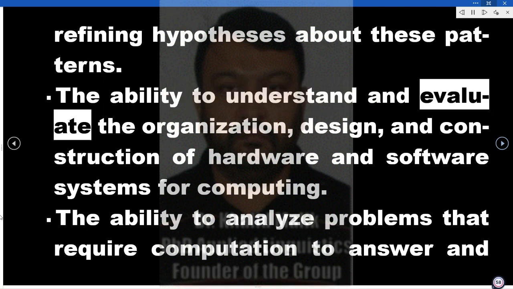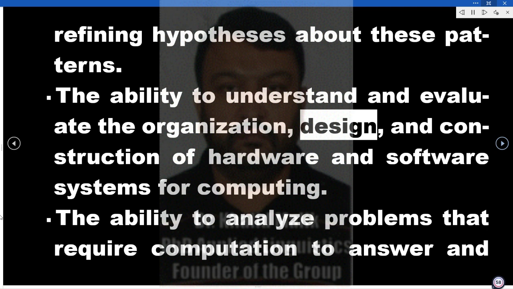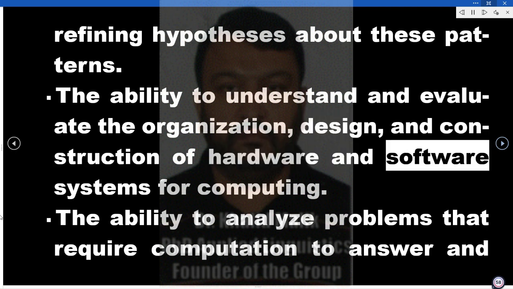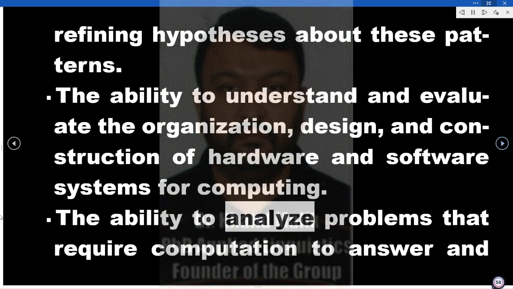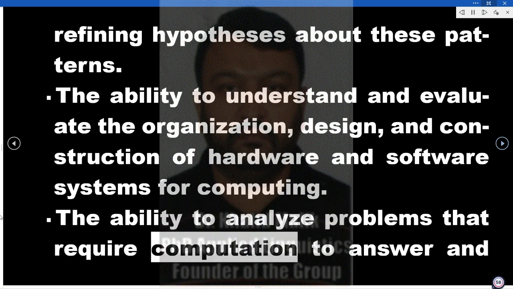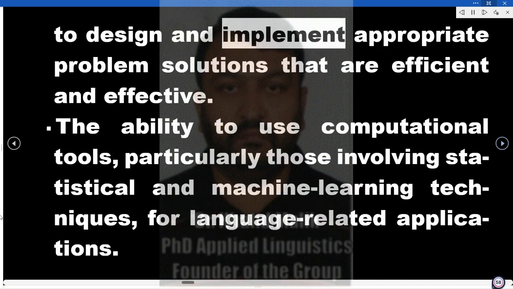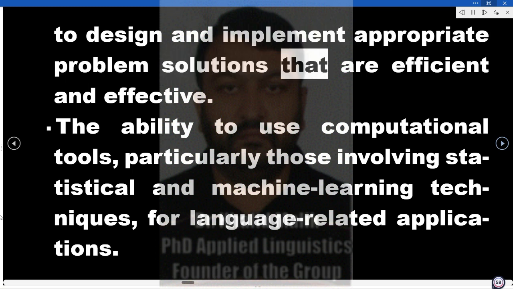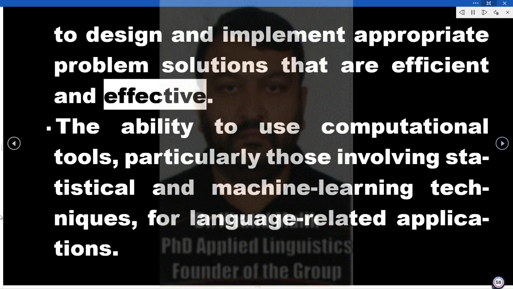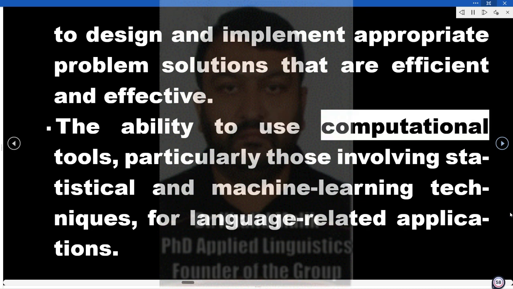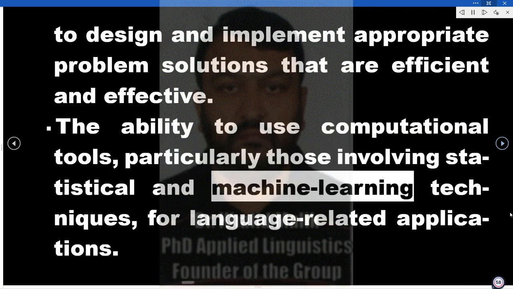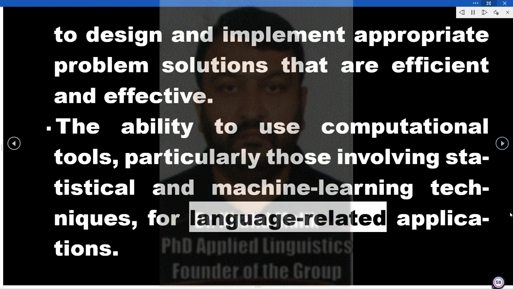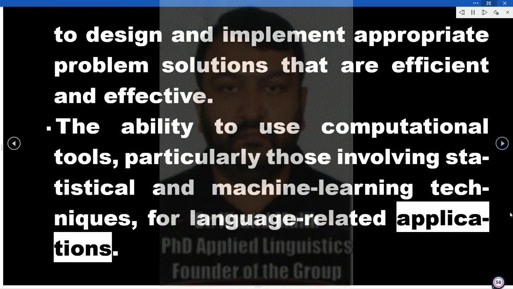The ability to understand and evaluate the organization, design, and construction of hardware and software systems for computing. The ability to analyze problems that require computation to answer, and to design and implement appropriate problem solutions that are efficient and effective. The ability to use computational tools, particularly those involving statistical and machine learning techniques, for language-related applications.